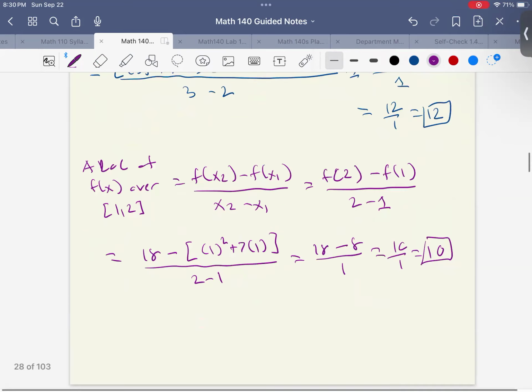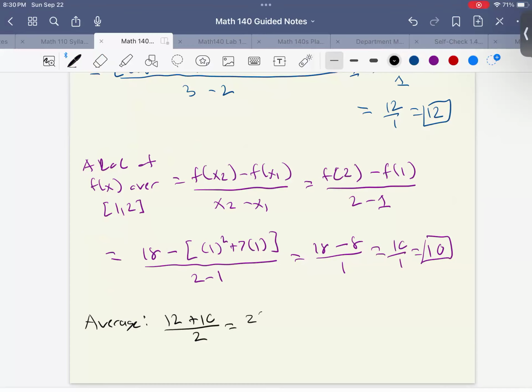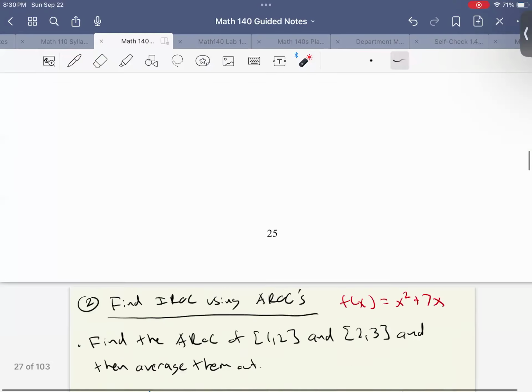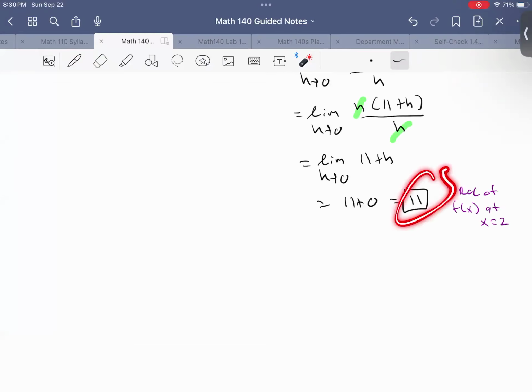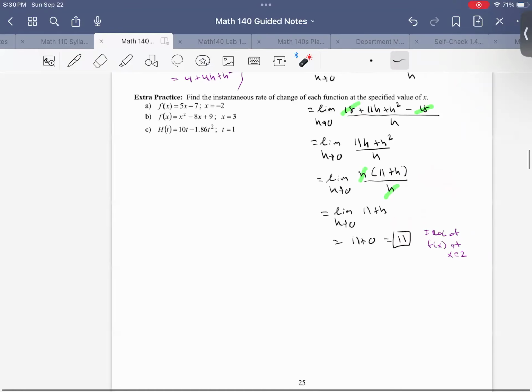Okay, so now is the last part where we just average them out. We just take the average, right? So it would be 12 plus 10 and we divide it by 2, which is 22 divided by 2, which is just 11. And look at that, 11, and that's the same thing we got when we did the whole definition limit.